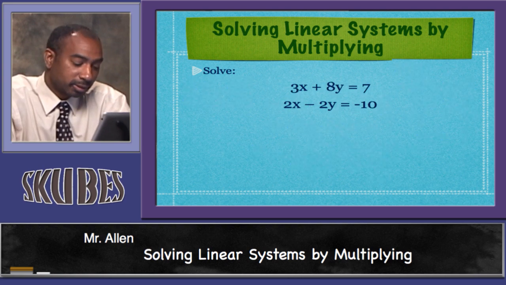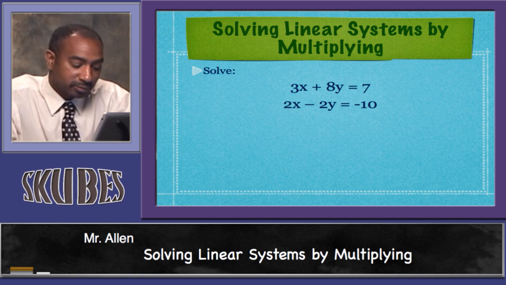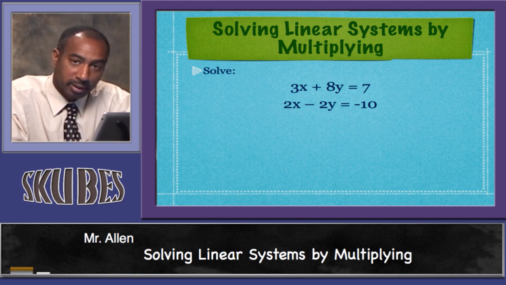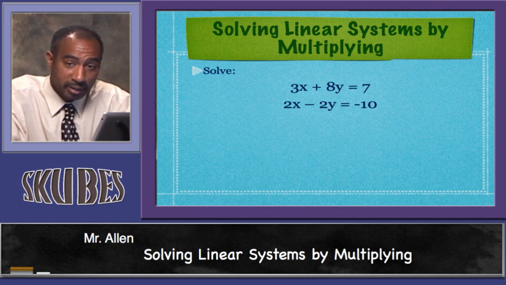But it gets more difficult. I have two equations here. 3x plus 8y equals 7, and 2x minus 2y equals negative 10. Now if you look at this, the x variable, I have a 3x and I have a 2x. And then I have an 8y and a negative 2y. You want to eliminate either the x or the y variable. Doesn't matter which one.